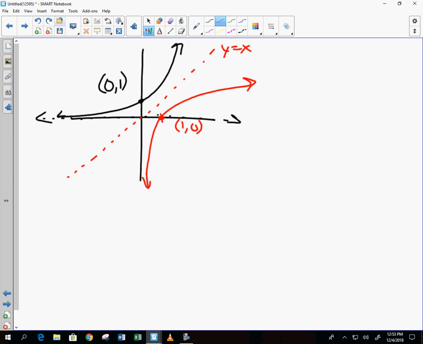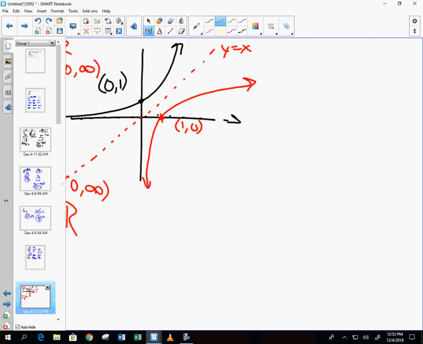Logarithmic functions come right from exponential functions. The domain here was all real numbers, so the range for this one will be all real numbers. The range here was from 0 to infinity, so the domain here will be from 0 to infinity. If you remember when we did inverses, all that stuff just switched places. So let's look at our problem.